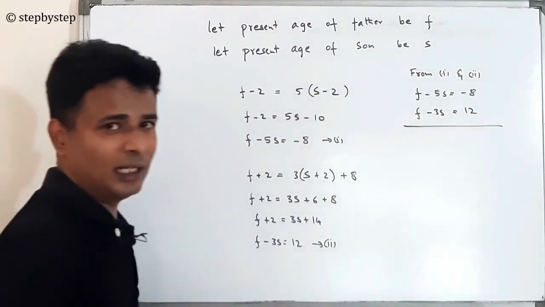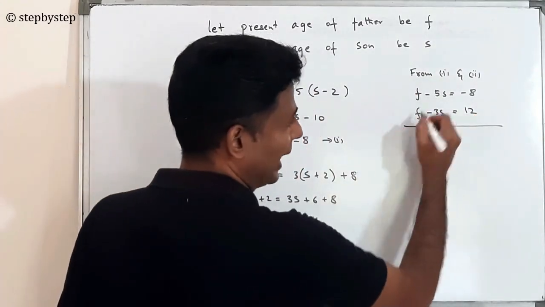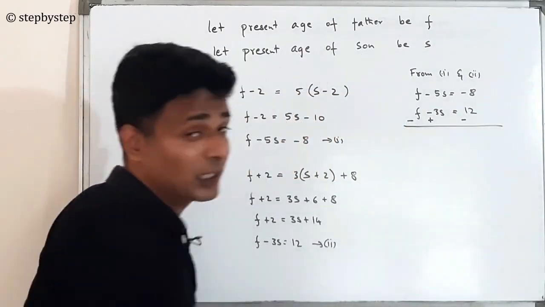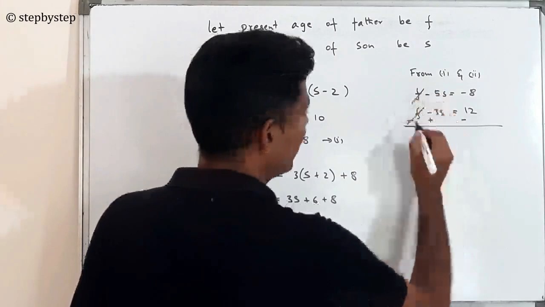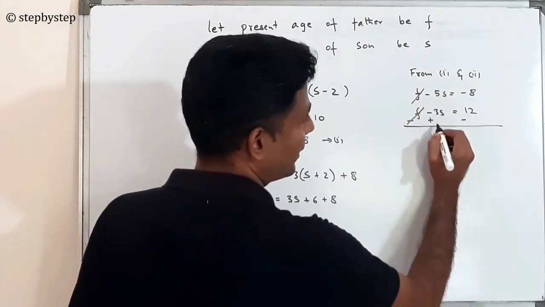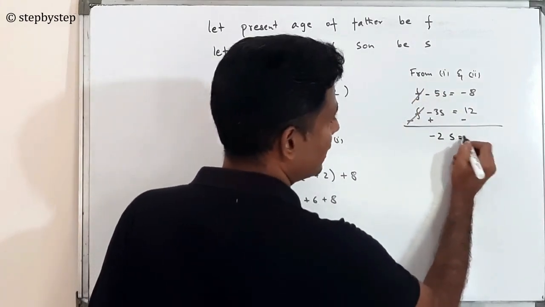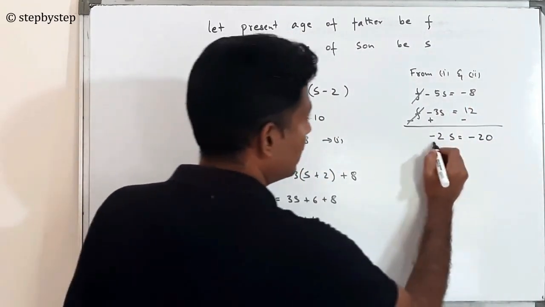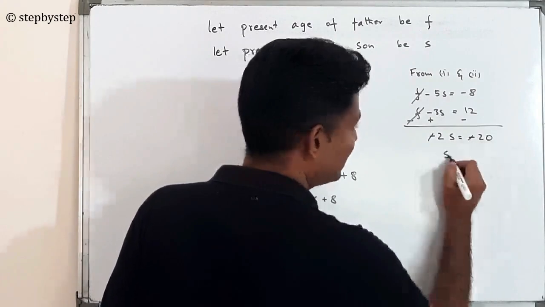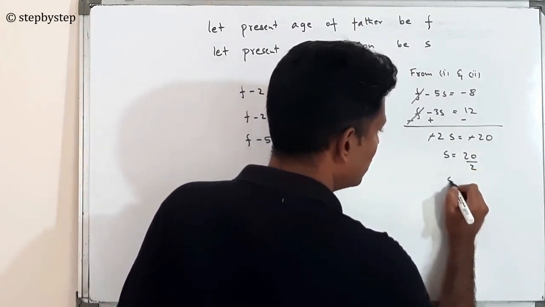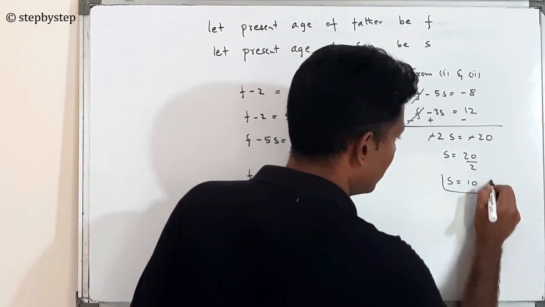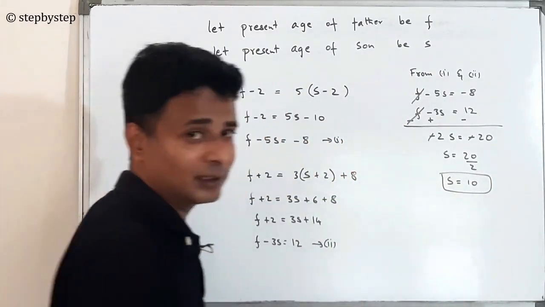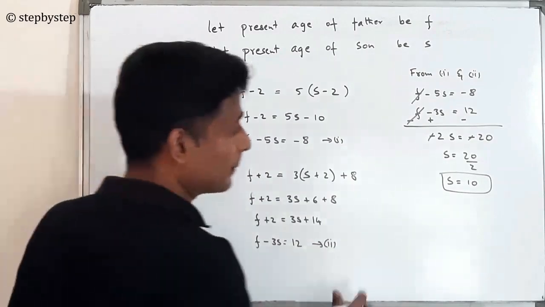Now I'll use the elimination method. F values are the same, so directly I'll subtract. So this becomes minus, this becomes plus, this becomes minus. So f minus f, 0, minus 5 plus 3, minus 2s, equal to minus 8 minus 12, minus 20. So the minus signs cancel, s equal to 20 by 2. So s is equal to 10. So what did we get? The age of son is 10 years. You have to write that at the end, don't forget.